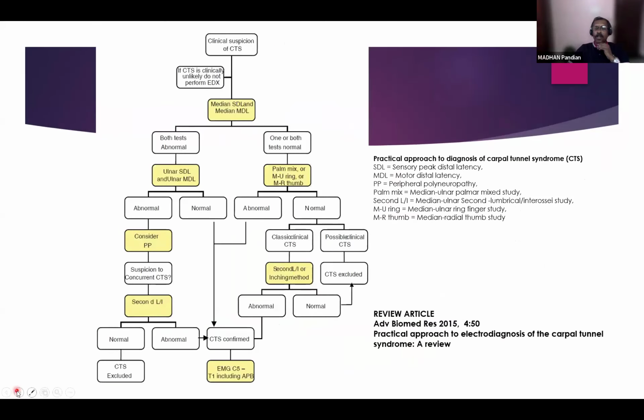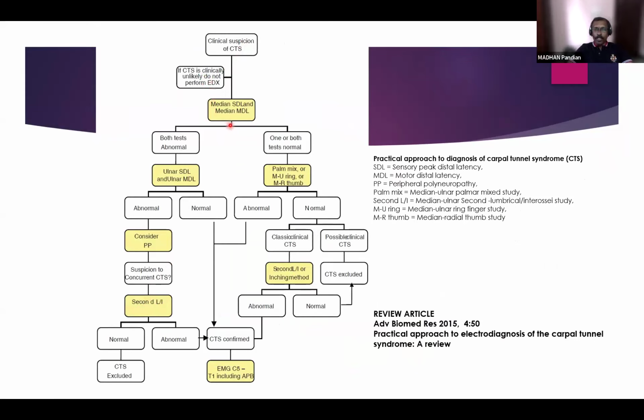Now, a lot of times we do have a problem with interpretation of the neurodiagnostic studies. We do have a clinical suspicion of carpal tunnel syndrome. This is the patient who deserves an electrodiagnostic study. Unless you have a significant suspicion of clinical carpal tunnel syndrome, do not ever go for an electrodiagnostic study.